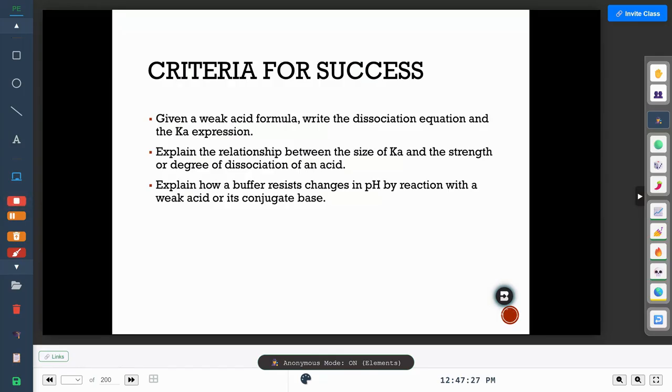And then we're going to explain what the size of Ka has to do with the strength of the acid. And then we're going to explain buffers and how they resist change in pH. And we'll talk about how they react either with the acid that's weak or its conjugate base.